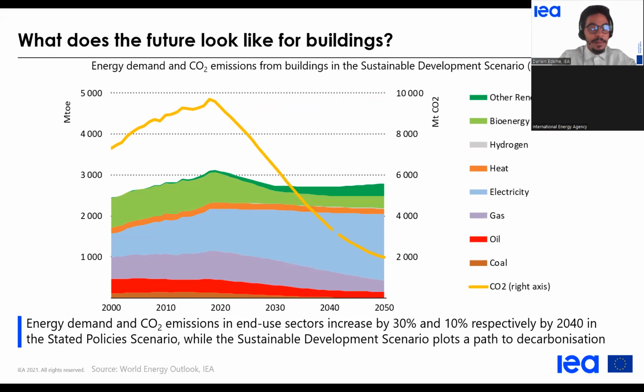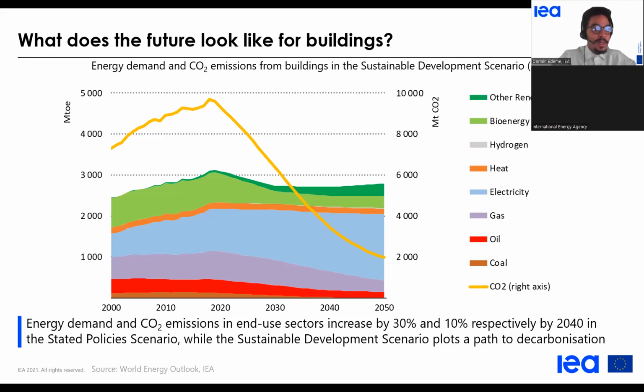So, this was what the countries we are working with stated as policies for 2050, but there is also an alternative, a different future, which is possible. And this is what it would look like under a sustainable development scenario.